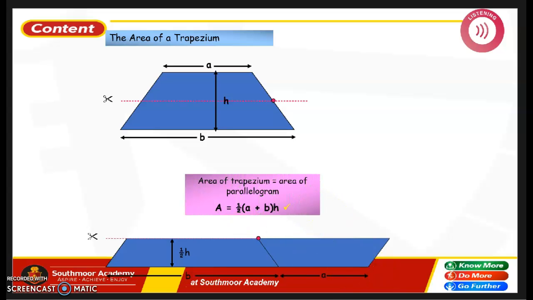So remember, the area of a parallelogram is base times the height. We've got half the height, so we have to half our answer. So we're doing the base times the height and dividing it by 2 for a parallelogram. So this is why we have to add our two bases together, times it by our height, and then divide our answer by 2. Okay, so make sure you get this formula written down.